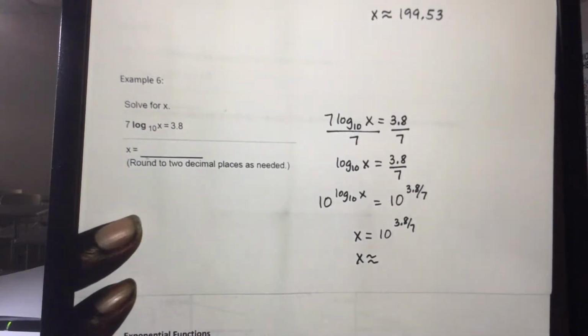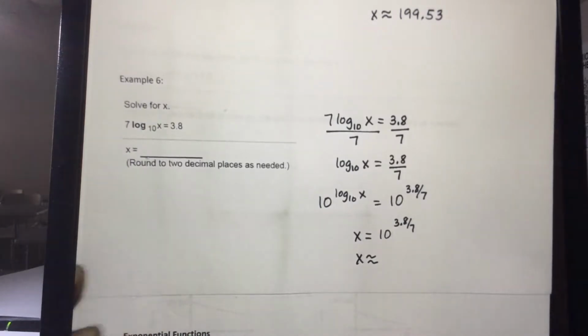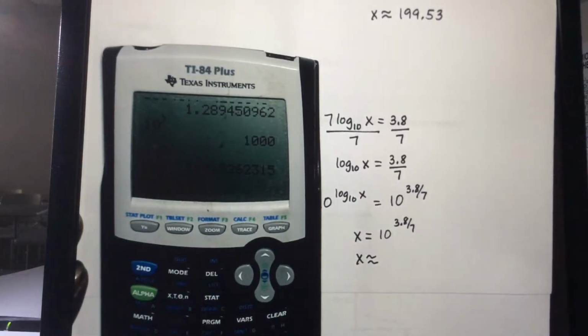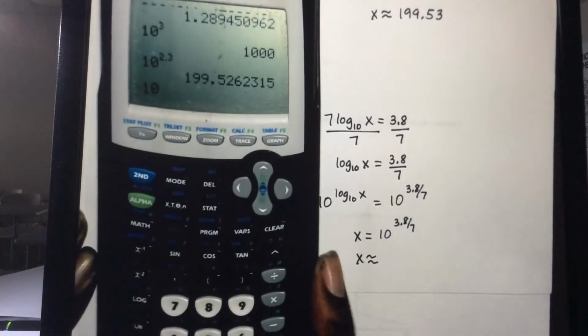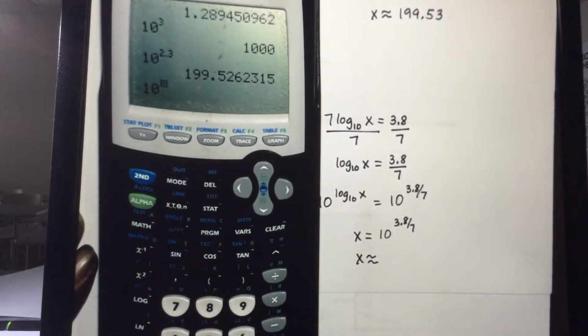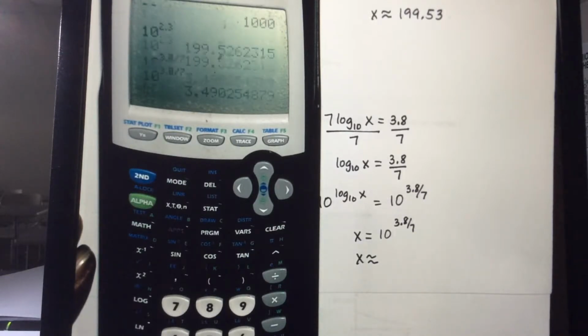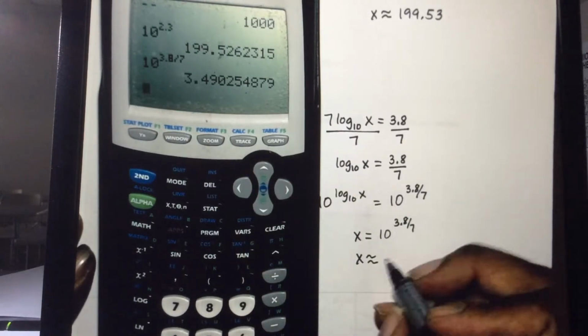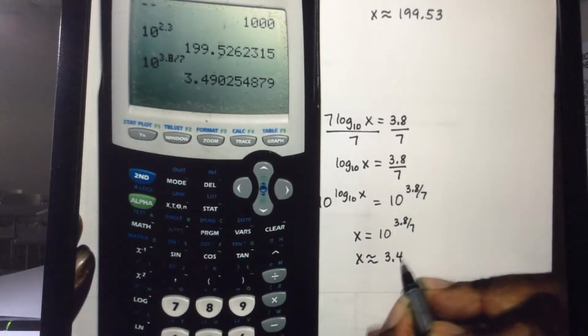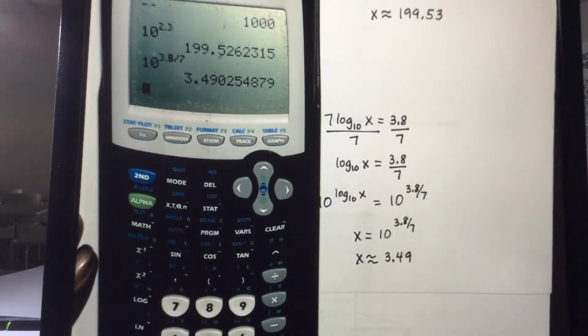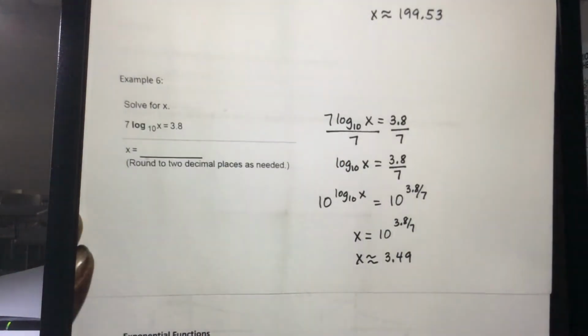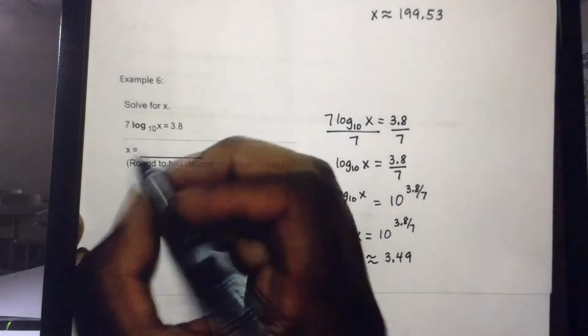And now to get the approximate value here, we type in 10, and then the hat key, and then I'm going to do 3.8 divided by 7 in that exponent, and then hit enter. And to 2 decimal places, this will be approximately 3.49. So the approximate value of x will be 3.49.